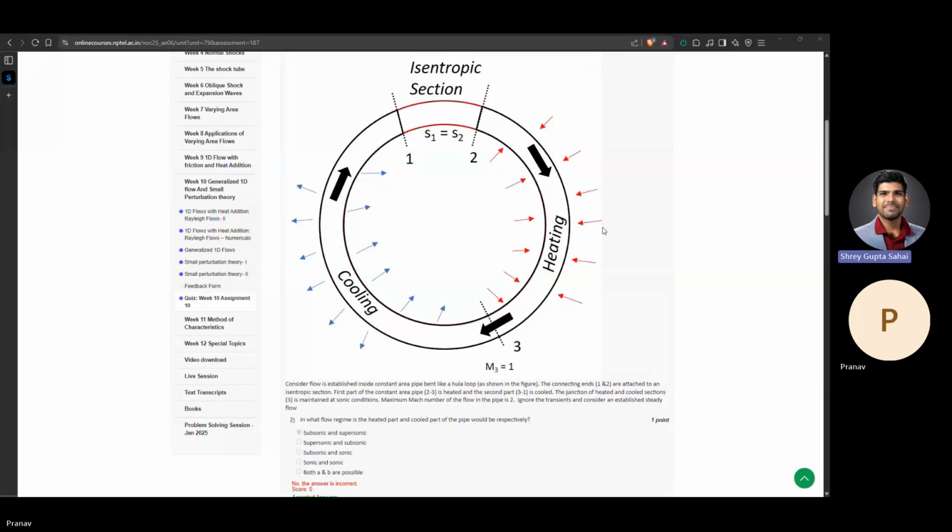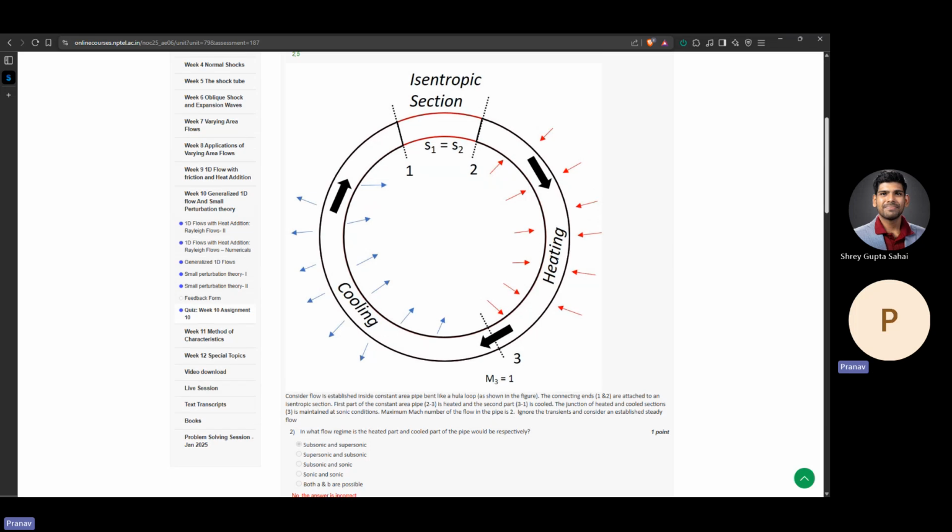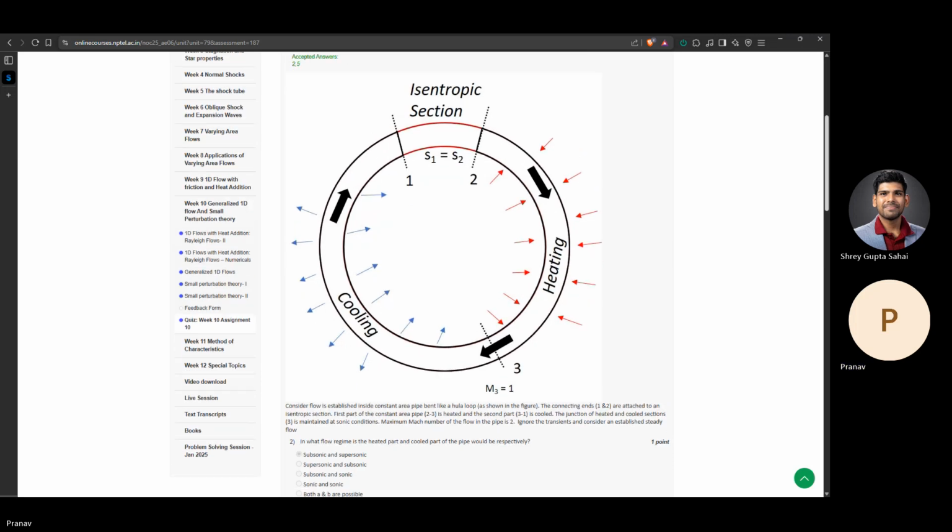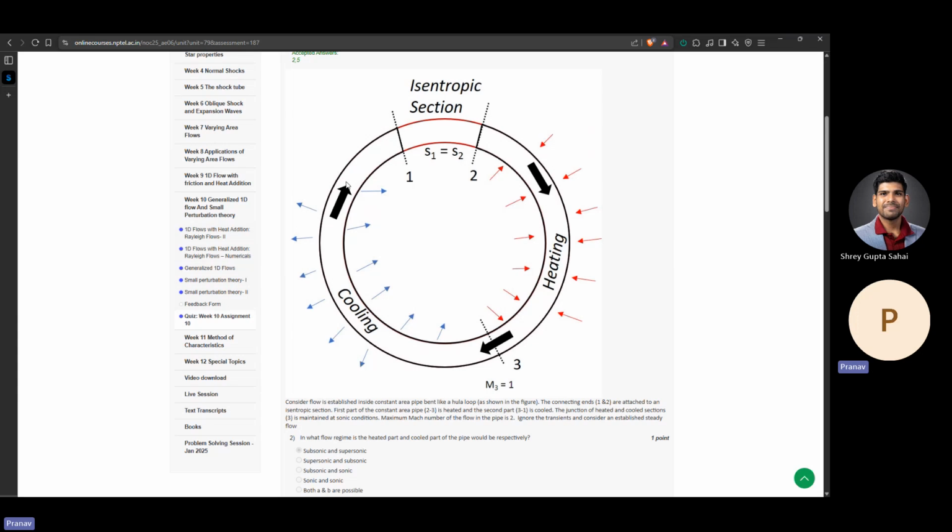Yes, yes. So this was the question from the Rayleigh flow, it was a generalized 1D flow. Just to give a gist of it, there is a flow established in this tube. It is a constant area tube. There are three sections marked. From section 1 to 2, it is an isentropic section.